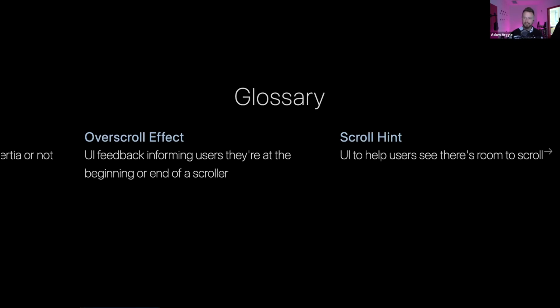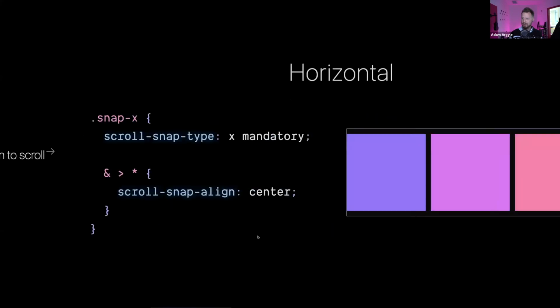And you can do that in many sorts of ways. It could be an arrow pointing to the right that says you can go this way. Hey, look, like this one. Look, a scroll hint. It's right there. Okay, so that's it for the ramp up and the glossary.